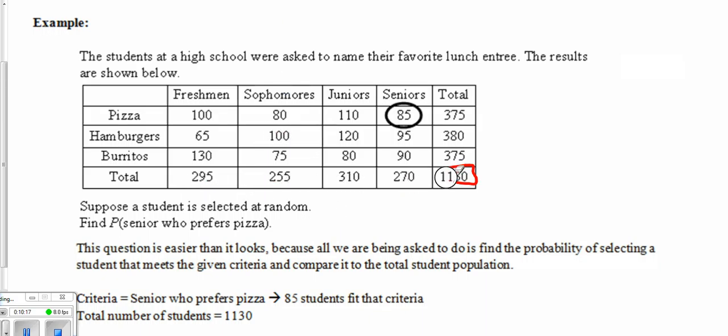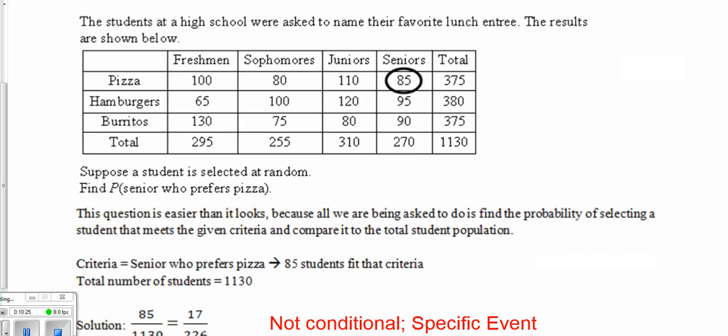So if what we are looking for is the probability that it's a senior who prefers pizza, well, we would just look at all of our spots. We'd say, where are the seniors? Right here. Where are all the people who prefer pizza? Right here. So they've already circled it. It's 85 seniors who prefer pizza. So we put in 85 on top of our probability.